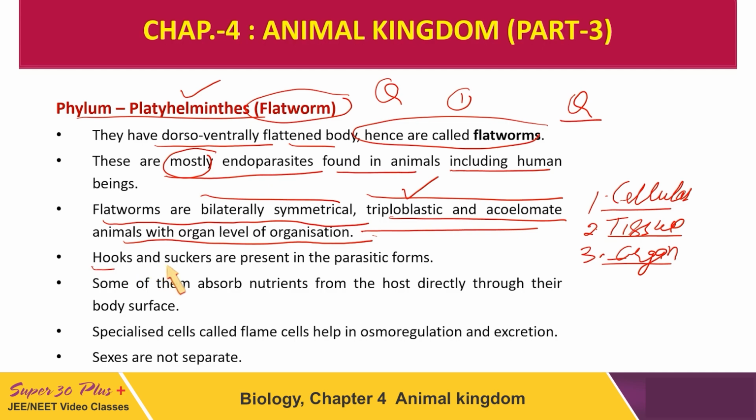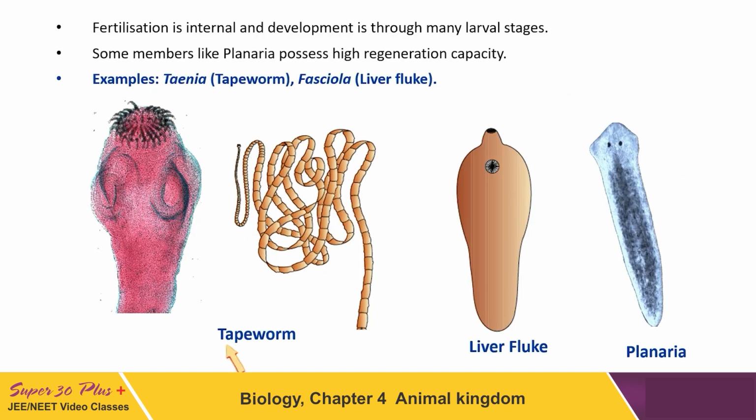Now hooks and suckers are present in parasitic forms. Very important one, hooks and suckers. You see, children, this is a tapeworm. This is the head of the tapeworm, known as scolex. Scolex, right? And the scolex has two things here: it has hooks, and the suckers are there.